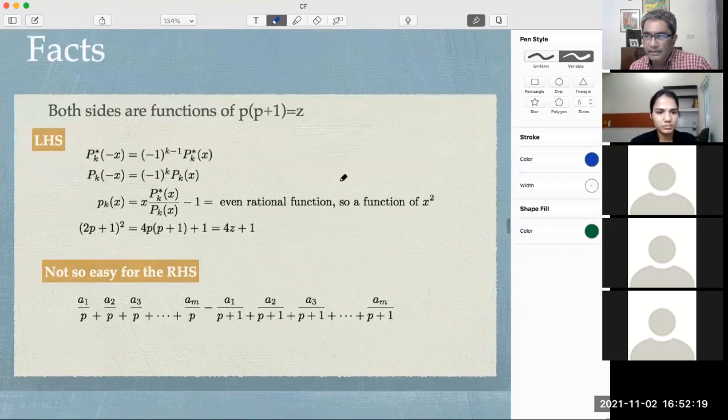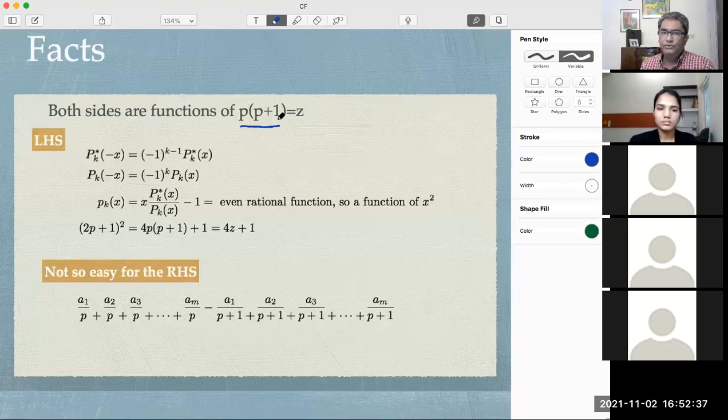It turns out that when we calculate them, these things can be calculated on the computer. Both sides are functions of this p times p plus 1, so it simplifies matters a little bit. We call this new variable z. The left-hand side is easy to show.